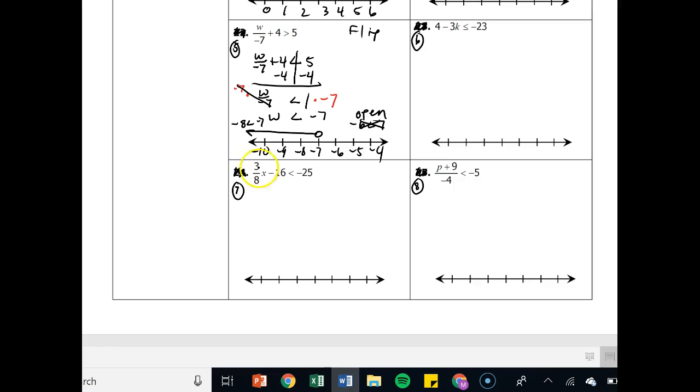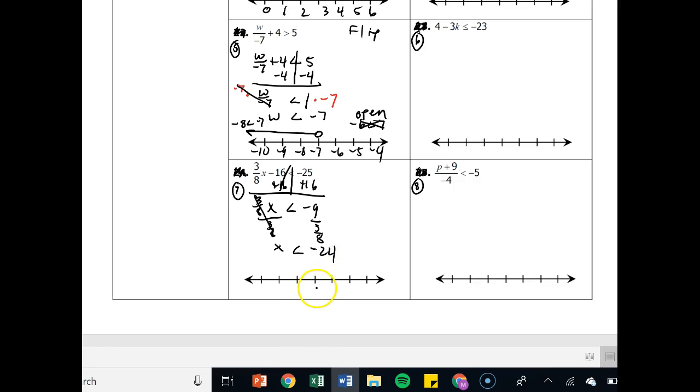Last one, number 7. Notice our variable is positive, so we don't have to worry about flipping any sign. So we start off by adding 16. We get 3/8 x is less than -9. I see multiplication, therefore I'm going to divide both sides by 3/8, even though it's a fraction. Still able to do that because I got my calculator. Cross that off, so x is less than -24.